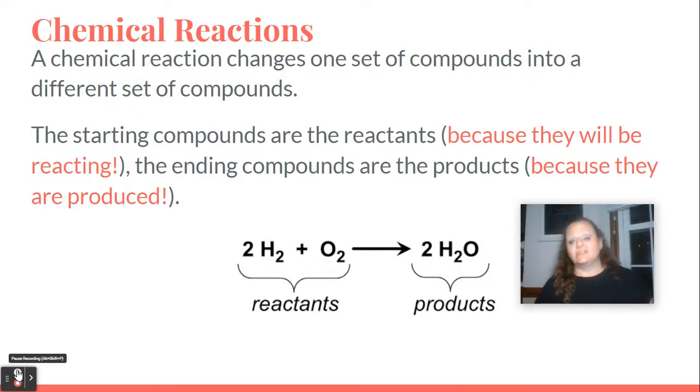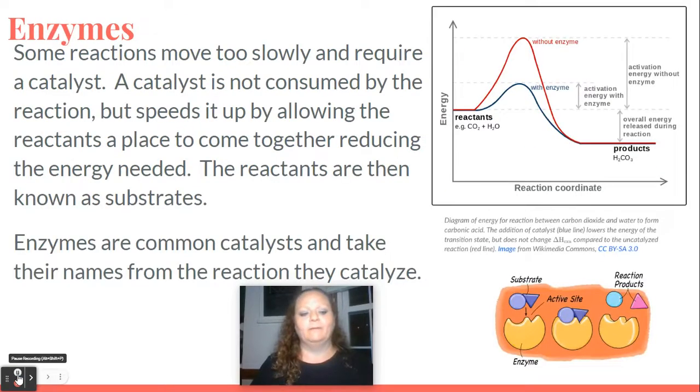Okay, just because I mentioned them, chemical reactions are when one set of compounds gets changed into a different set of compounds. The starting compounds, we refer to those as reactants because they're going to be reacting. The ending compounds are the products because that's what's being produced. Okay, the most important reactions I want to talk about are reactions that involve enzymes. This is kind of a big deal. Life works because we have enzymes, which are a type of protein.